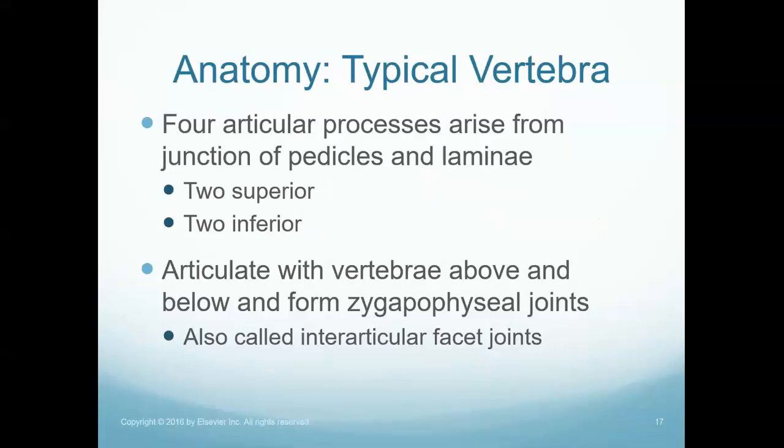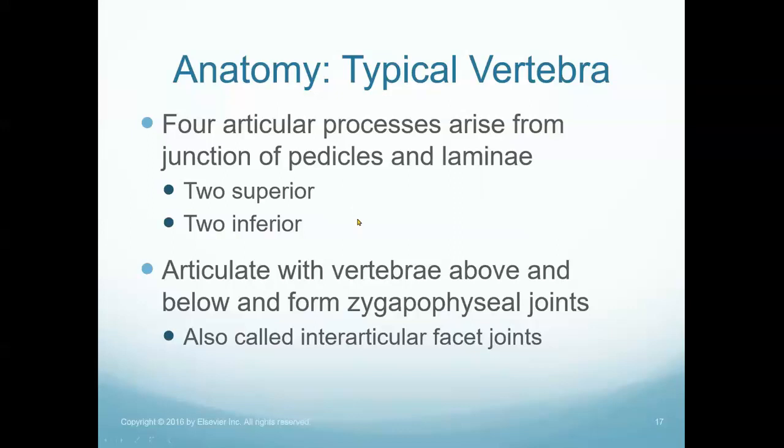Okay, so 4 articular processes arise from the junction of the pedicles and lamina. We're talking about the pedicles and the lamina. Remember, in between the pedicle and the lamina would be the transverse process. We have 2 superior and 2 inferior articulating processes.